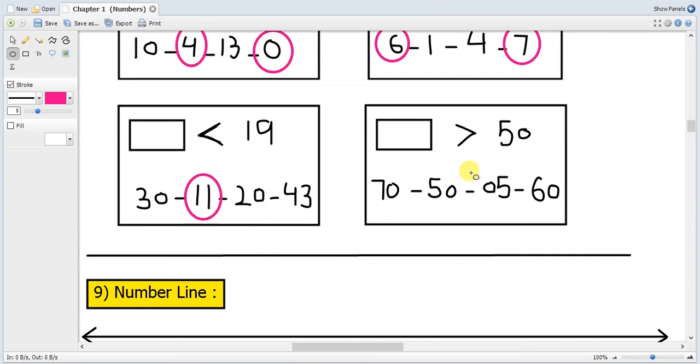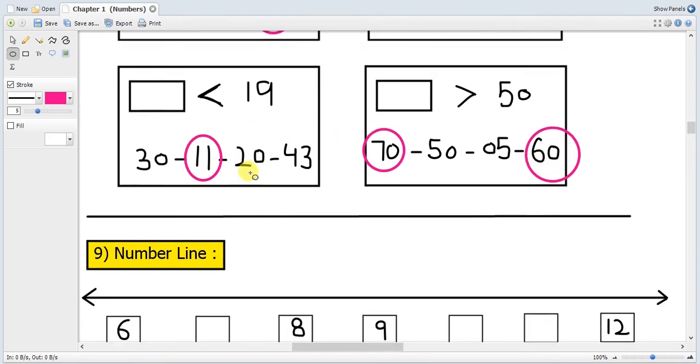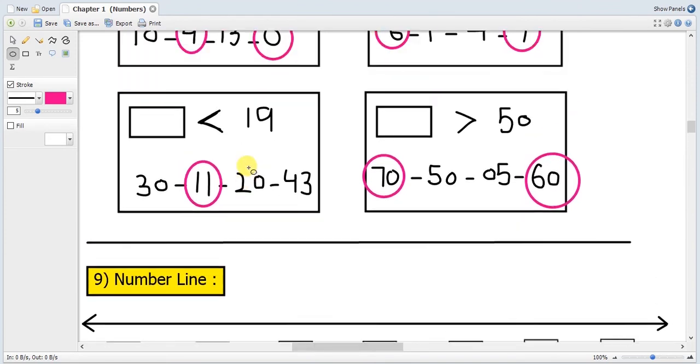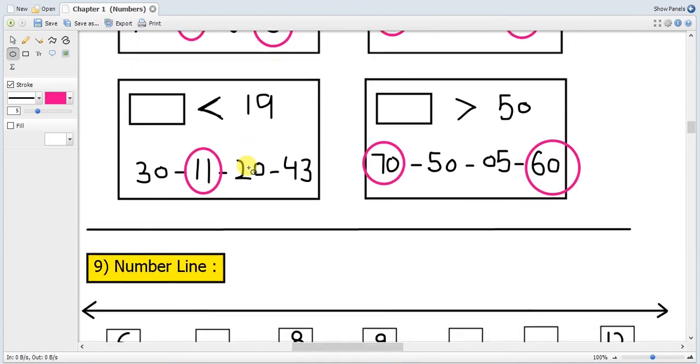Moving on to the fourth question. So 70, let's solve it quickly. 70 is greater than 50. 50 is basically equal to 50, so we leave it. And 05, remember 05 means this is 5. So 5 is greater than 50? No. 60 is greater than 50? Yes, because over here you can see this is 5 and this is 6. So 6 is a bigger number. 60 is greater than 50. So here we are done with this concept, with this topic, which was number 8.